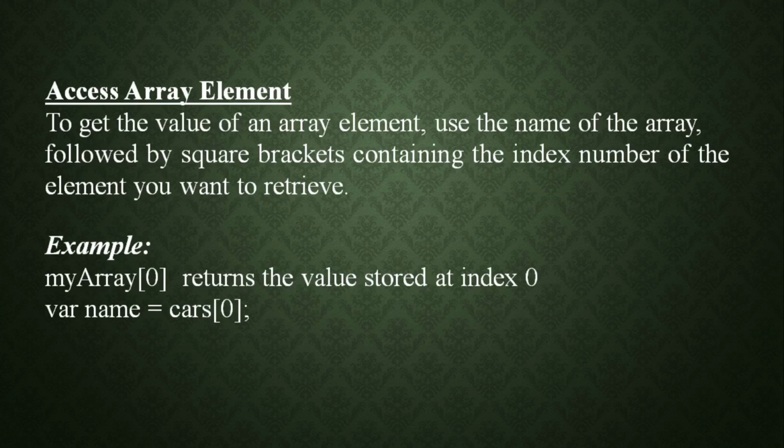Access array element. If I want to know a specific element, that is cars of 0, cars of 1, cars of 2, cars of 3. To get the value of an array element, we use the name of the array followed by square brackets containing the index number of the element that we want to retrieve. Here in this example, my array of 0 returns the value that is stored at index 0. Similarly, cars of 0 returns the value that is stored at index 0.